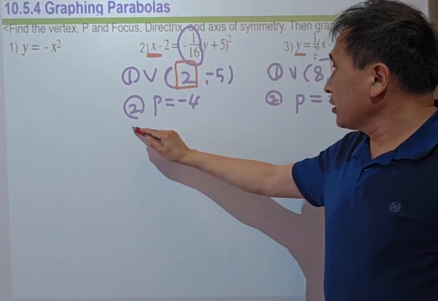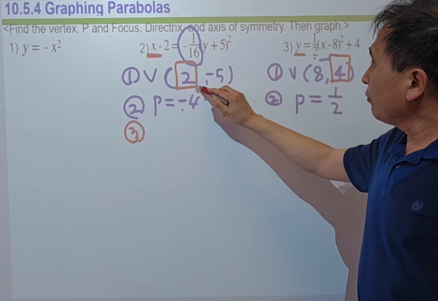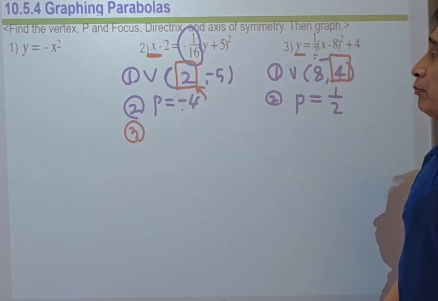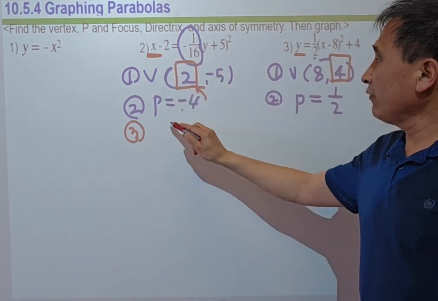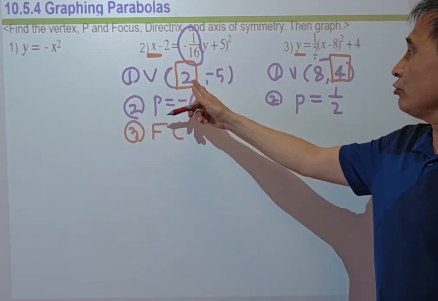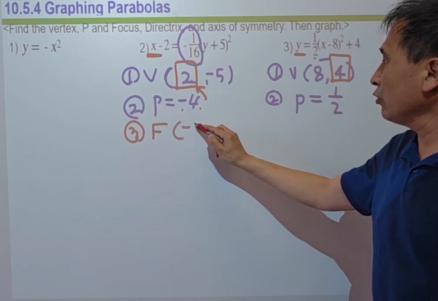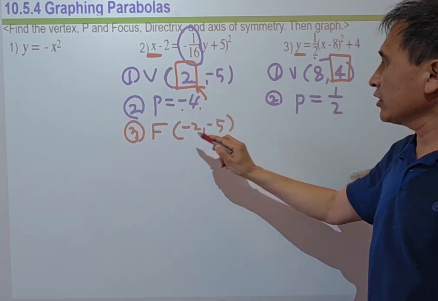So P is -4, right? P is -4, then we need to work on the boxed one, because of first degree, focus on that side. Then for the focus, you add this P to the X value. So 2 plus -4, which means 2 minus 4, right? So -2 comma -5, that's the focus.